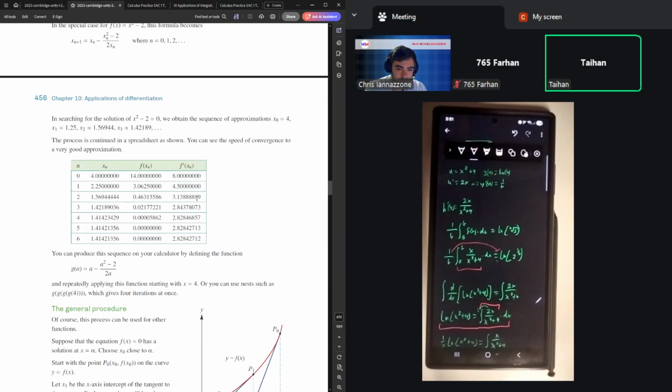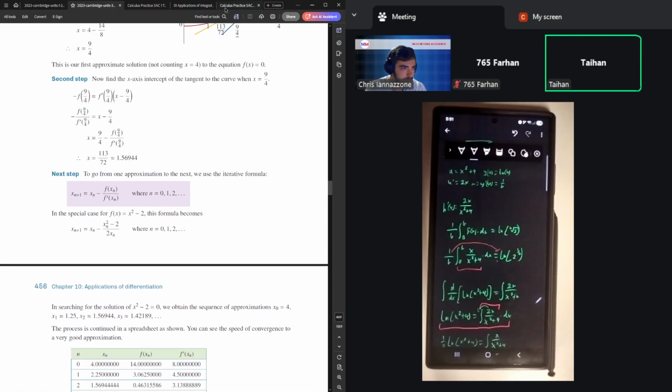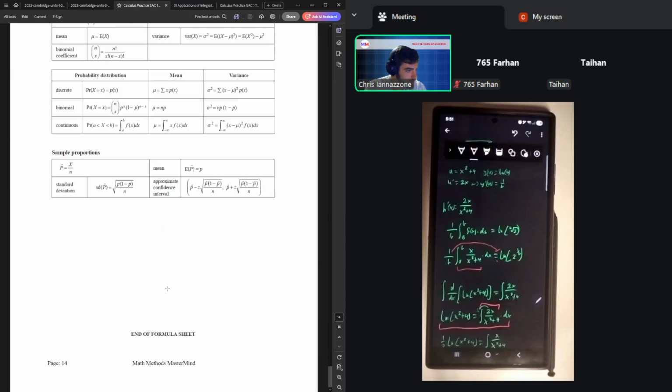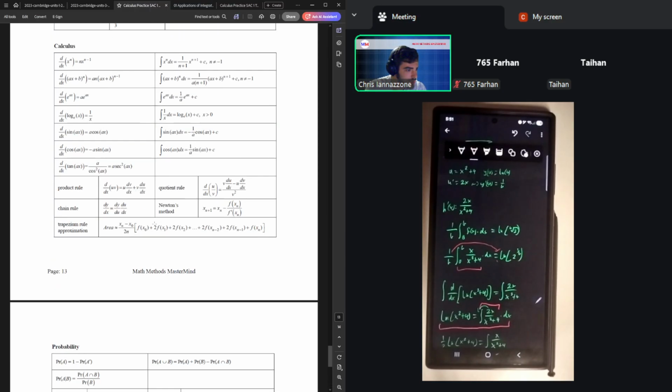Will we get the Newton's method formula on our formula sheet? Yep, it is. Oh, this is an old formula. Where is it? There we go. Yeah, you get it there.